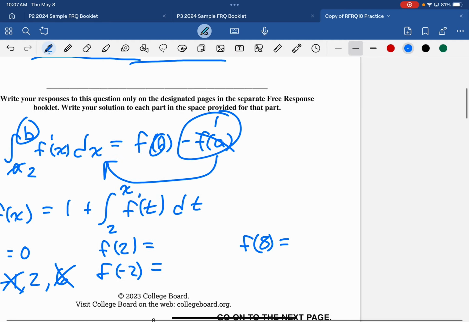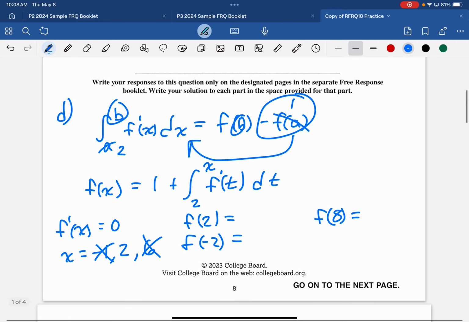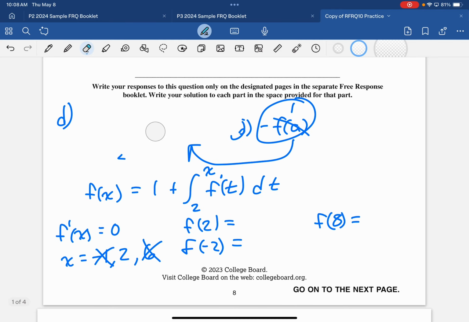Oh, man. Okay. I have, like, no space. Okay, I'm going to have to erase this. Always start at the top left when you guys are working.